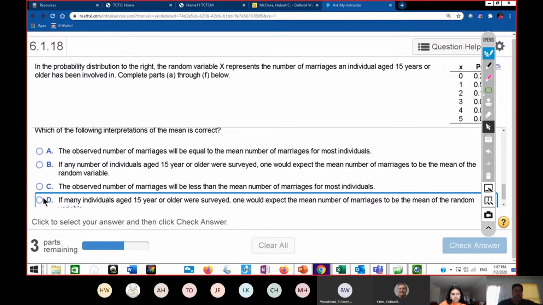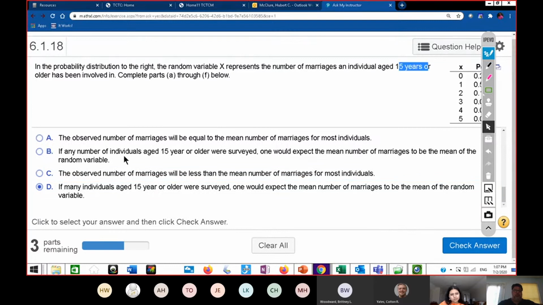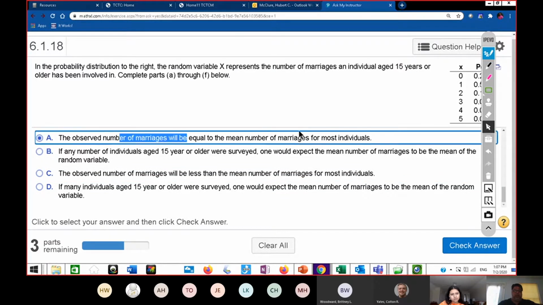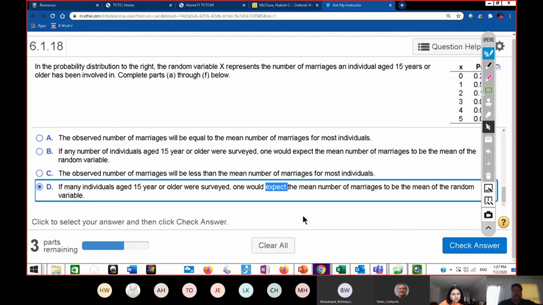So remember that. If many individuals age 15 or older, that's where this comes from, were surveyed. This one does not have 15 or older. That's why, because both of them say about the same thing. Would expect. Expect is a good probability word. Expect, that's one of those words that don't hold you down. The number of marriages to be the mean of the random variable. Check answer.